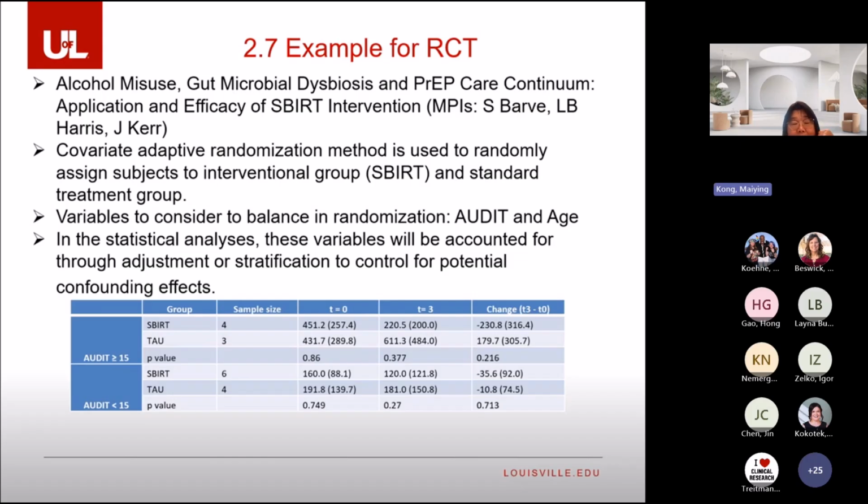For example, in this trial so far, if we do not stratify, we do not see the benefit of the intervention. Then we stratify by the important factor. We do see that the treatment has a better outcome than the standard treatment. Although it's a small number of patients and it did not reach statistical significance, the trend is there.